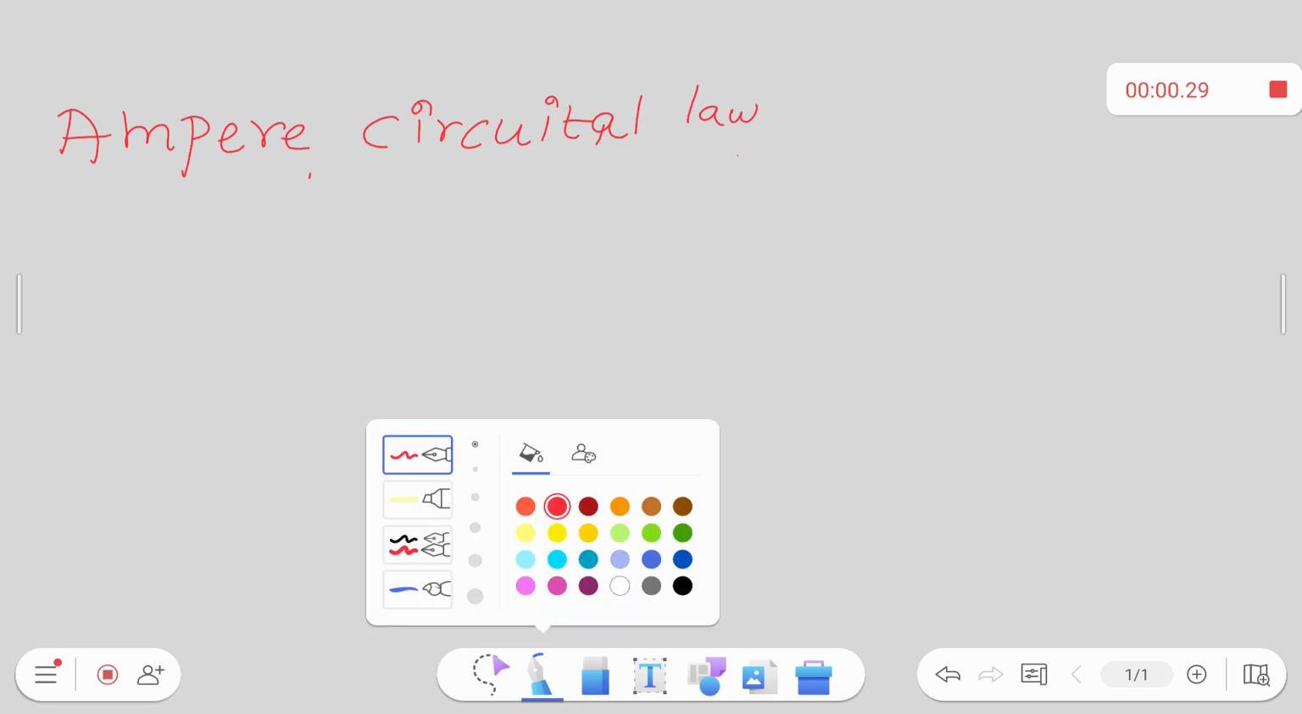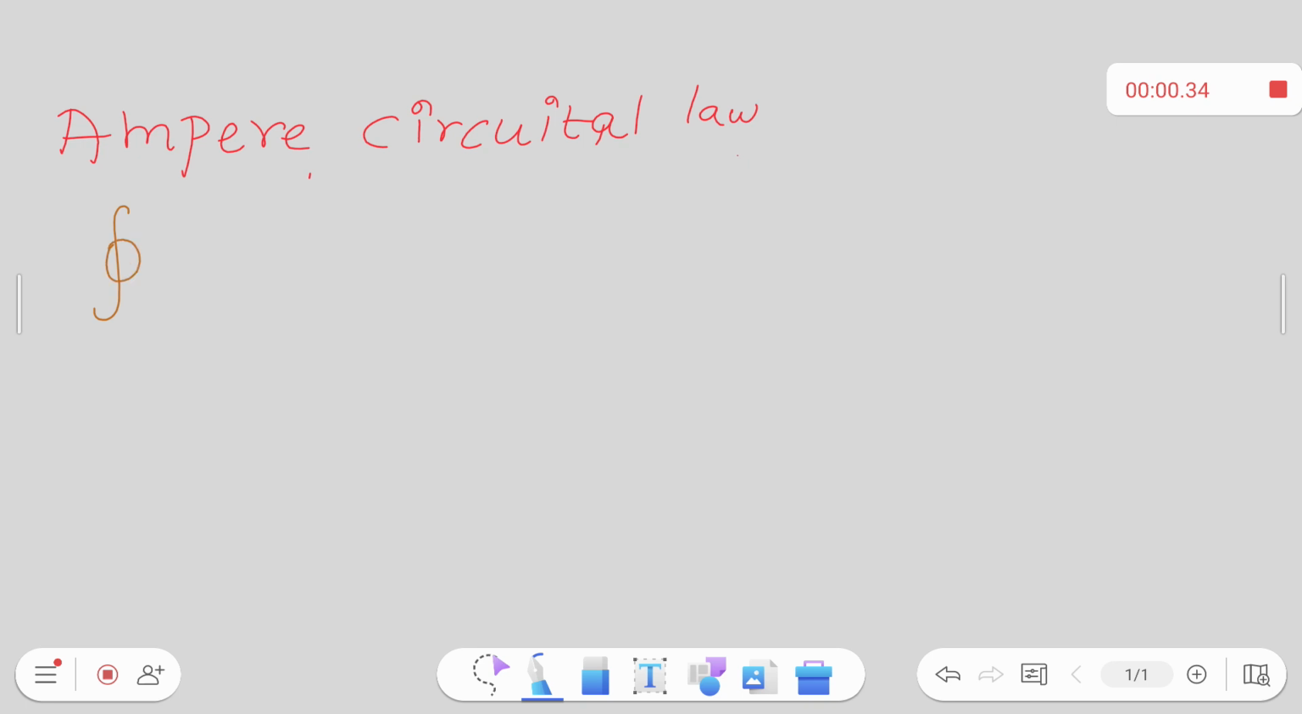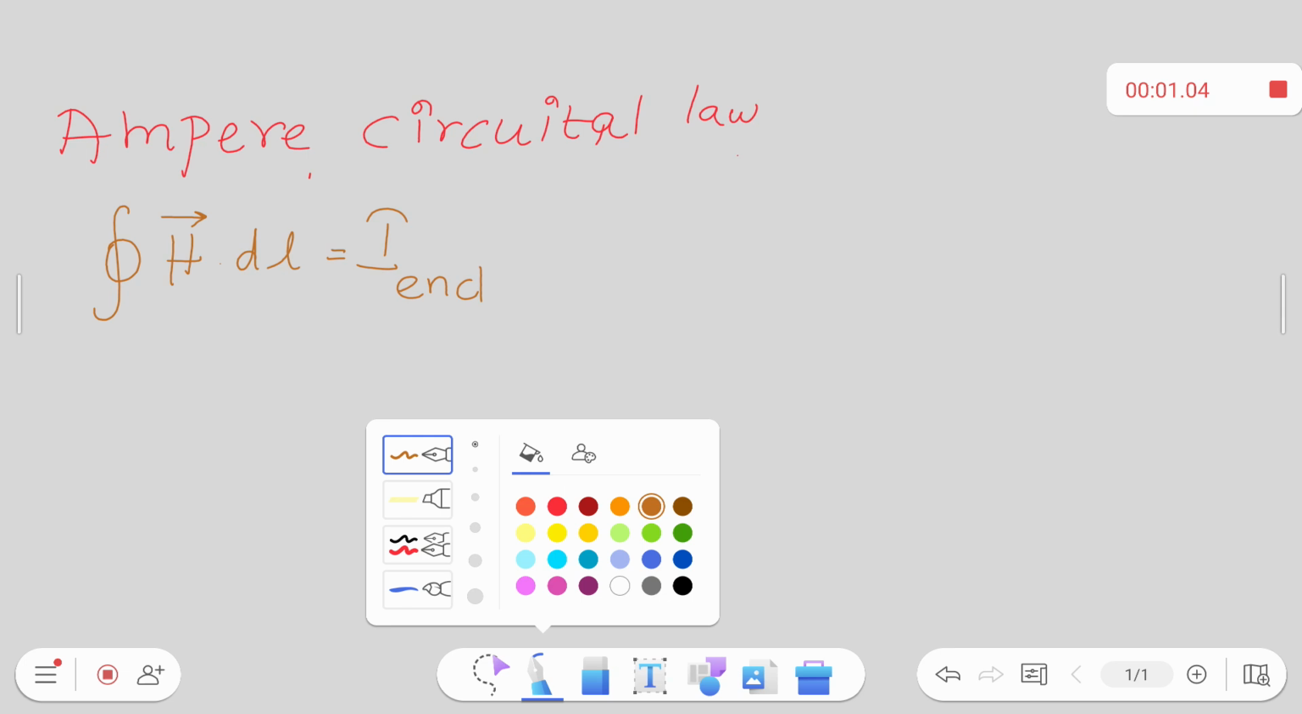This Ampere Circuital Law states that the magnetic field intensity around a closed surface can be calculated by determining the current enclosed by the surface. So this is the statement given in Ampere Circuital Law. I'll repeat once again: the magnetic field intensity around a closed surface is equal to the current enclosed by the closed surface. This statement was given by Ampere. So this is Ampere Circuital Law.